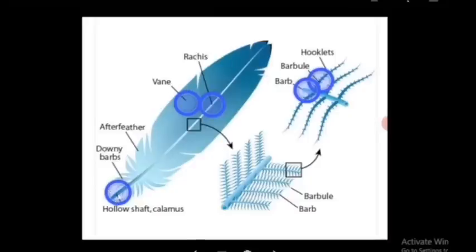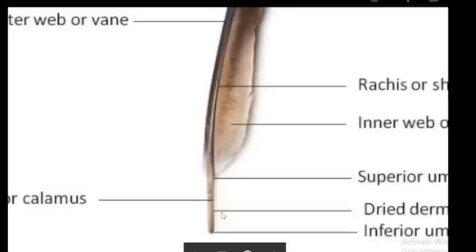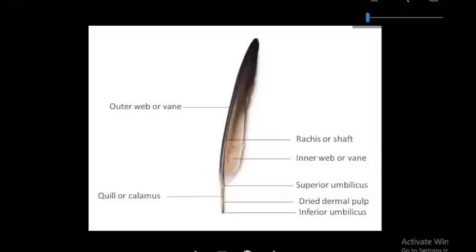So the calamus extends into the rachis that eventually carries the barbs. So that is what the quill feather looks like. This is another picture, a labeled diagram of the quill. You can see this part is what we refer to as the calamus that is attached into the skin of the bird. This particular species is usually found either on the wings or on the tails of the birds.